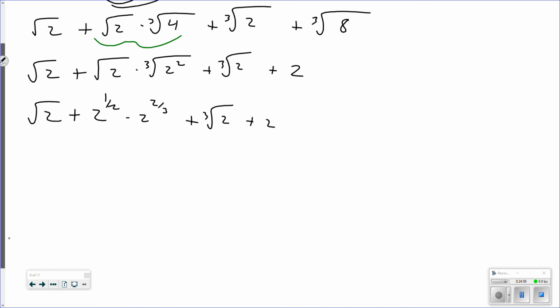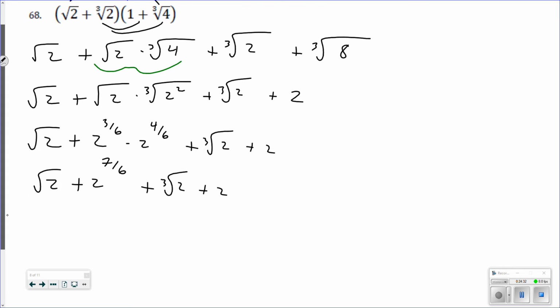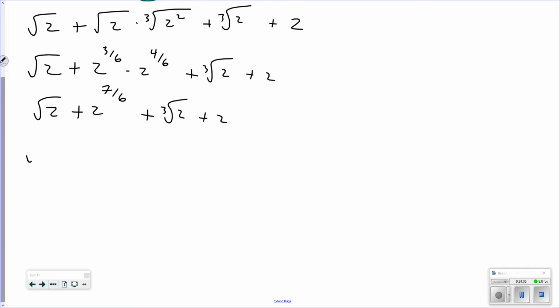From here, there's 2 to the 1/2 and 2 to the 2/3. They have the same base, so I can combine them. 2/3 is the same as 4/6, and 1/2 is the same as 3/6. So what I have is the square root of 2 plus 2 to the 7/6. So the square root of 2 plus 2 times the 6th root of 2 plus the cube root of 2 plus 2.